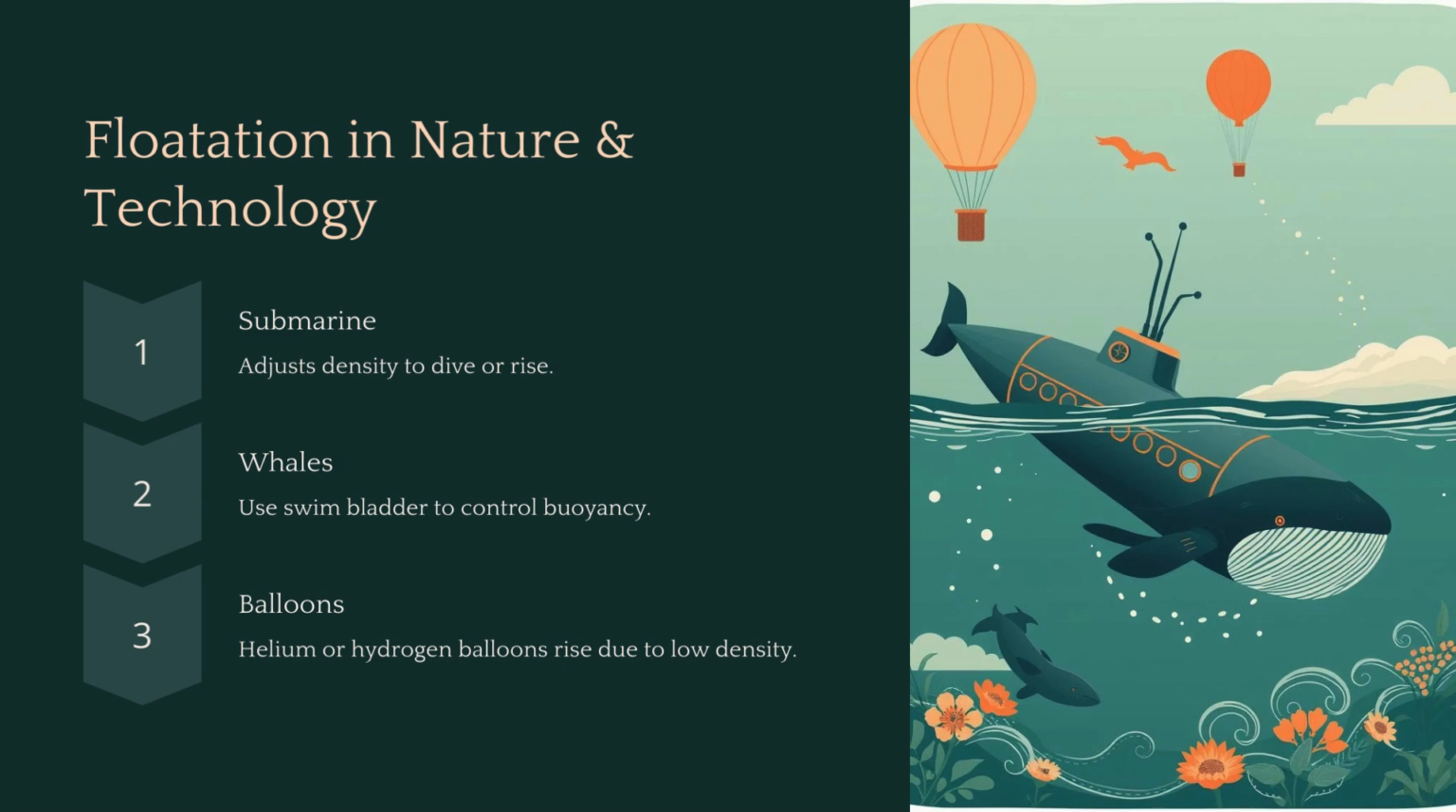Clever engineering. Yeah. Notes also mention whales and balloons. Whales have something called a swim bladder. It's like an internal balloon. Really? Yeah. They can inflate it with air, which increases their volume without adding much mass, decreases their overall density, and helps them rise. Deflate it, density increases, helps them dive. Wow. Natural buoyancy control. And balloons? Like helium balloons. Helium gas is way less dense than air. So the upward buoyant force from the surrounding heavier air pushing on the balloon is greater than the total weight of the balloon fabric plus the light helium inside. So up it goes. It's all about density differences, whether it's air or water.